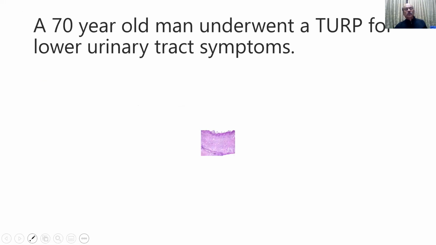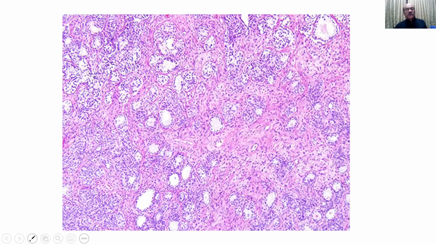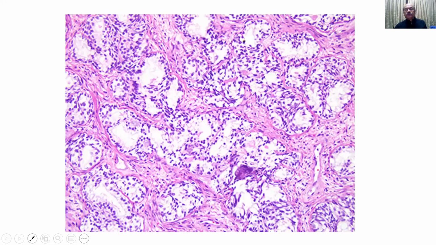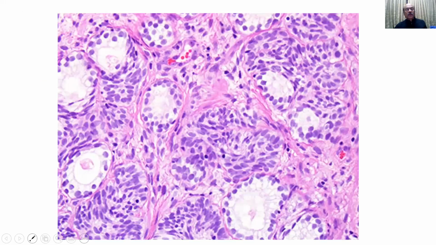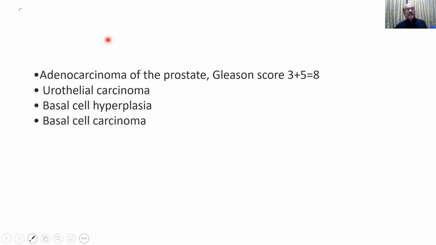A 70-year-old man underwent a TURP for lower urinary tract symptoms. This is a high power view, more high power. And here the choices are adenocarcinoma of the prostate, Gleason score 3+5, 8, urothelial carcinoma, basal cell hyperplasia, and basal cell carcinoma. So these are the choices. Here the answer is basal cell hyperplasia.